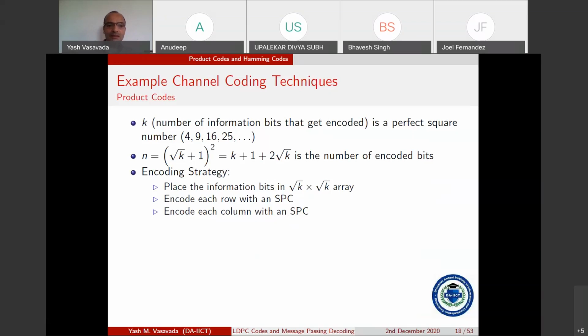The reason why this code is called product code, maybe we'll come to see pretty soon, but maybe it should also be called a square code, because the requirement is that the number of information bits is always a square number. And the number of encoded bits is also a square number, which is given like this.